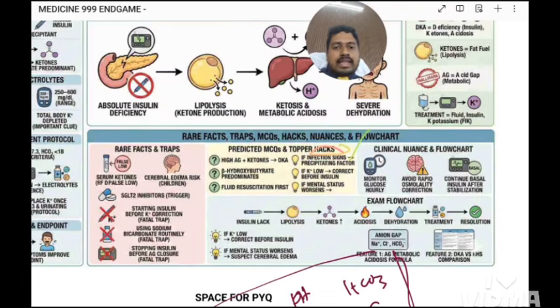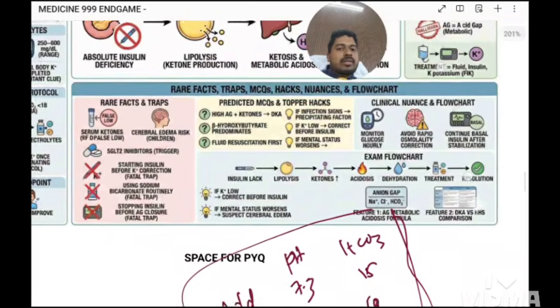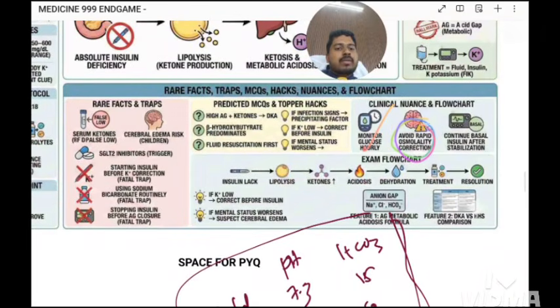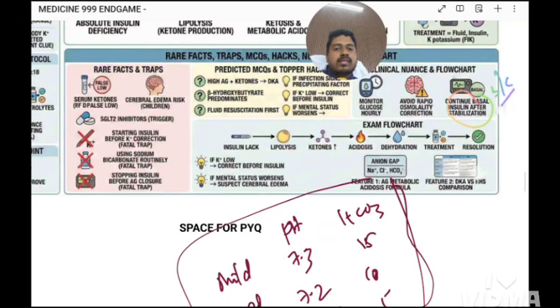If infection signs are there, then that is precipitating factor. If potassium is low, first correct potassium, then give insulin. If mental status worsens, it is suggestive of cerebral edema. Okay, so monitor glucose closely, avoid rapid osmolality correction, and continue basal insulin after stabilization. That is, you start subcutaneous insulin. Okay. So I think I have explained everything.